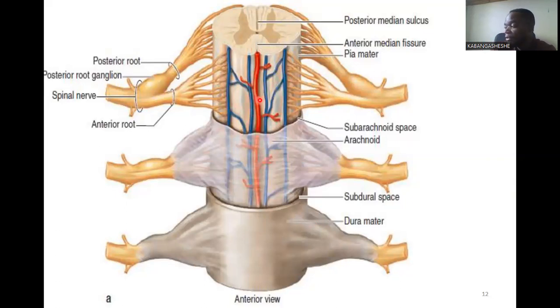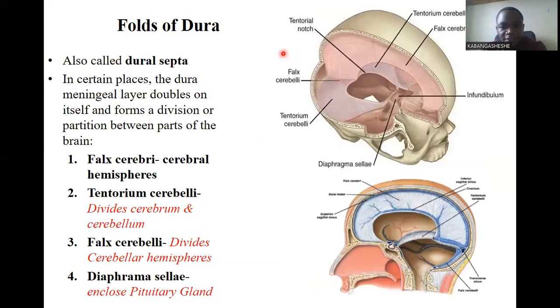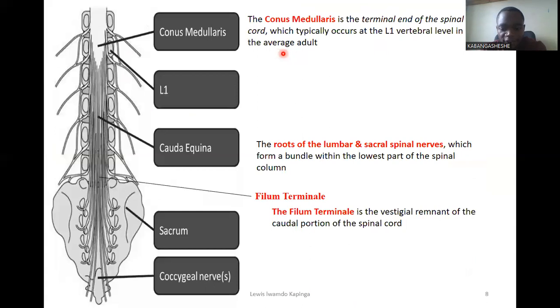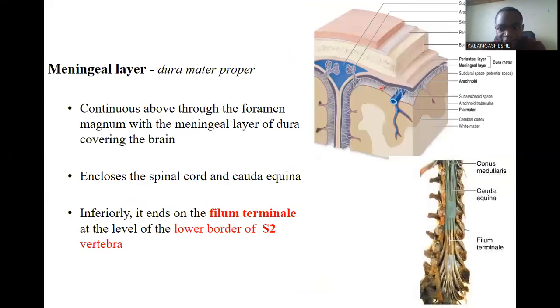Then finally now we have the pia mater, which is always closer to the central nervous system, the closest one. You can see that layer there, that is pia mater. Again, here we have pia mater.